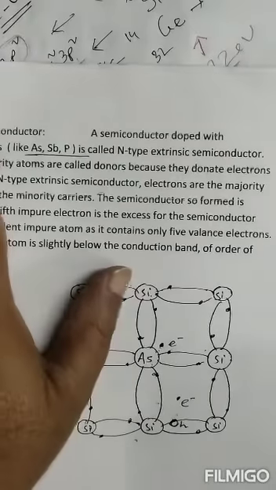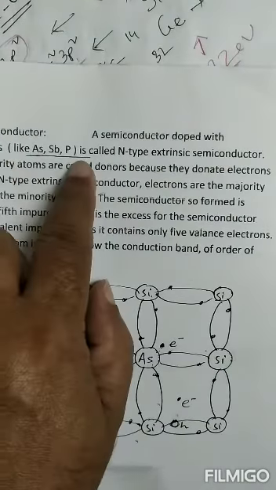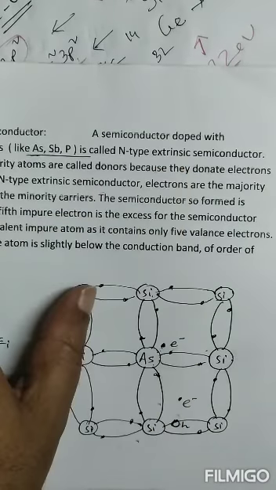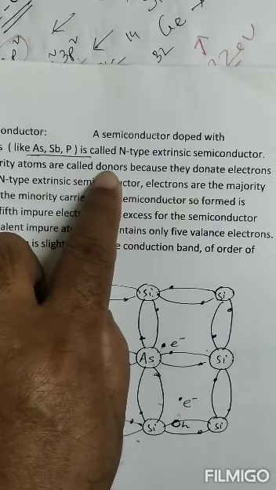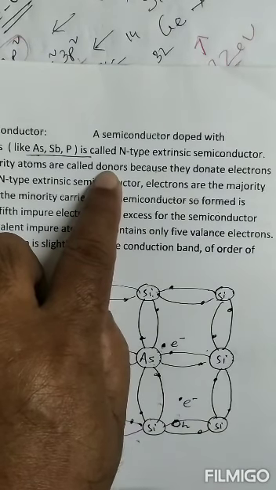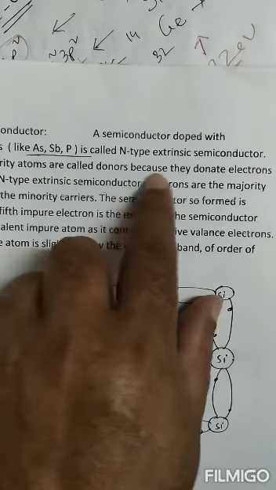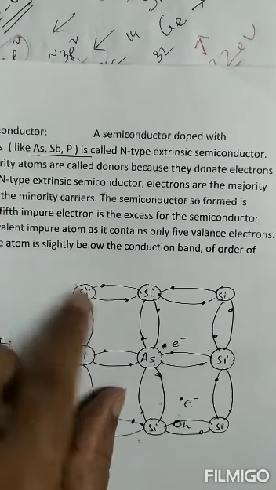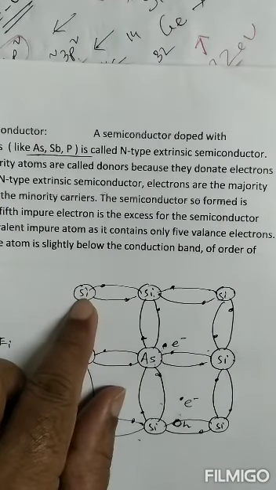A semiconductor doped with pentavalent impurity is called an n-type extrinsic semiconductor. The pentavalent impurity atoms are called donors. Why donors? Because they donate electrons to the host crystal. Host crystal means the host silicon atoms or germanium atoms.